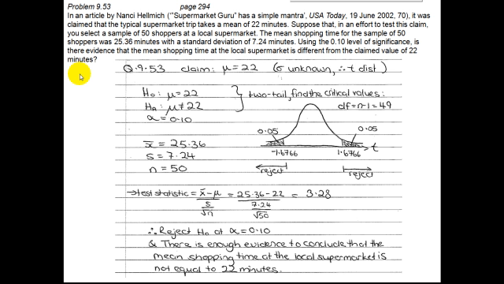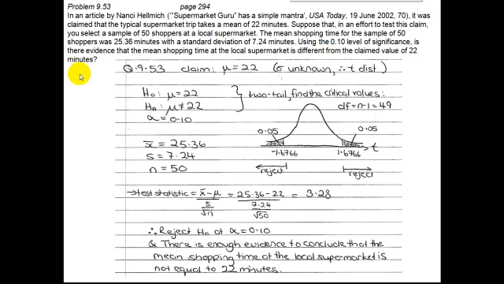Using the 0.1 level of significance, is there evidence that the mean shopping time at the local supermarket is different from the claimed value of 22 minutes? So if I was in any doubt that this question was asking me to do a hypothesis test, seeing that level of significance confirms that it's definitely a hypothesis test that I need to conduct. And we're talking about, is there any evidence? So we've got all the elements there to tell us that this is a hypothesis test.